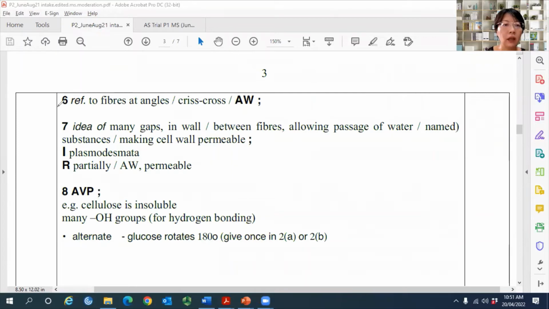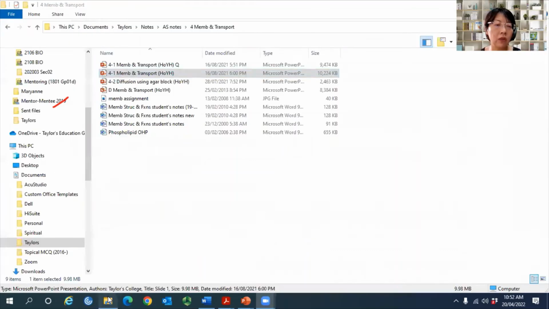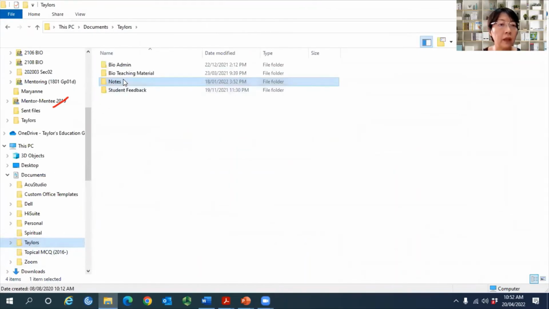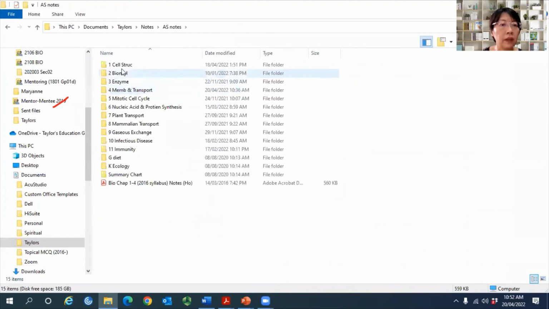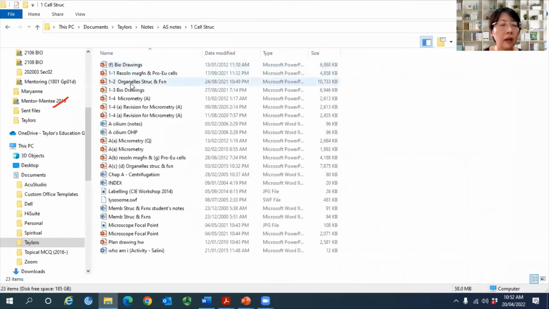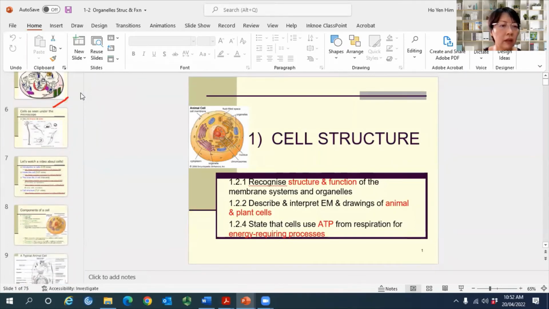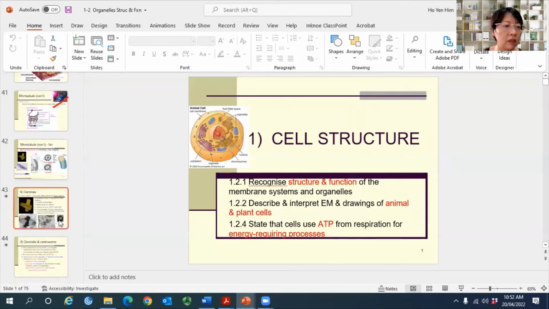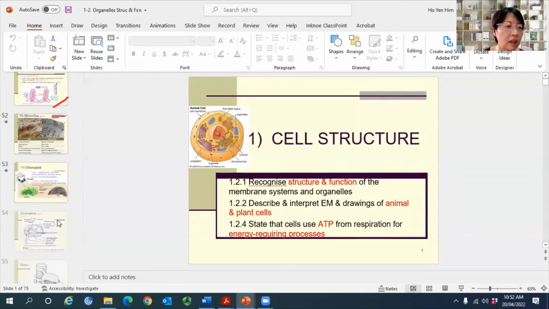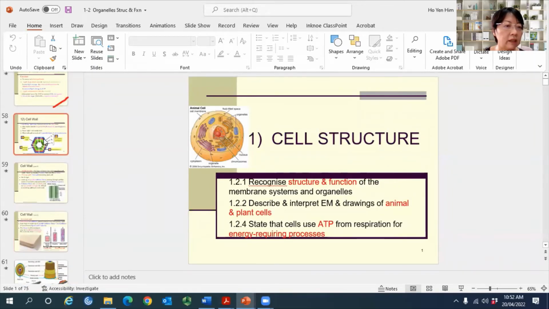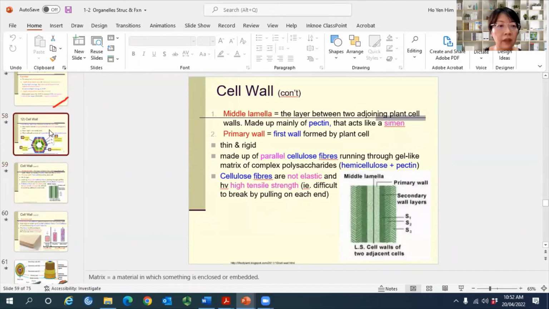Okay. This one, no student gave, but this is the very important answer. Now, you know that when the cell wall is formed, we have primary and secondary wall. So let me show you where. So when you learn about the cell wall, right? Cell wall. Here. I think this one is better.